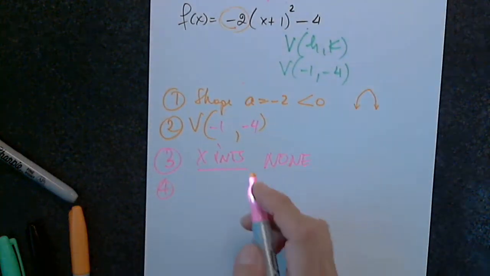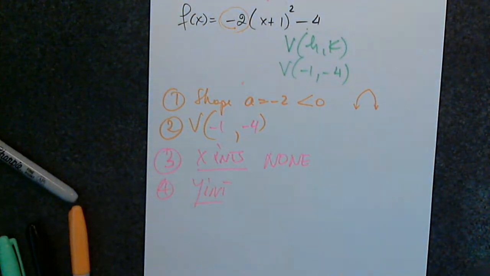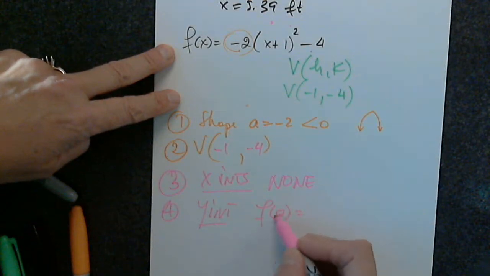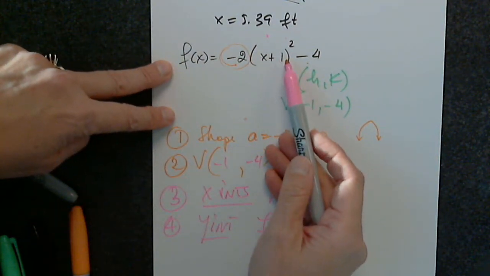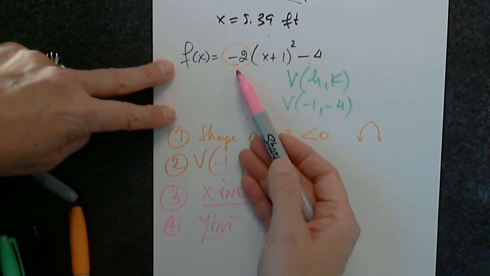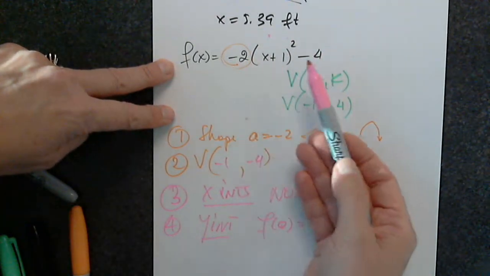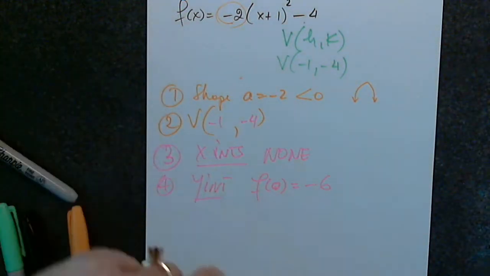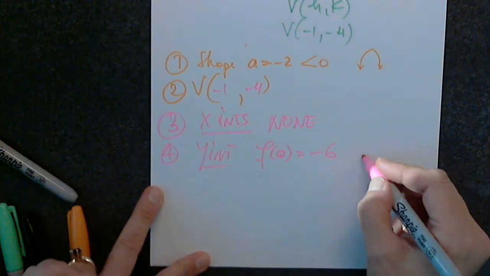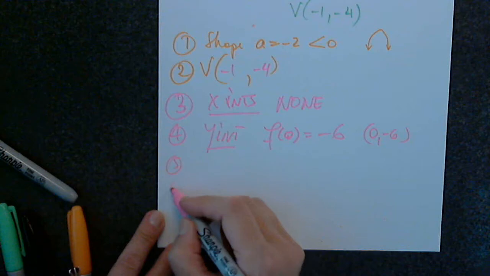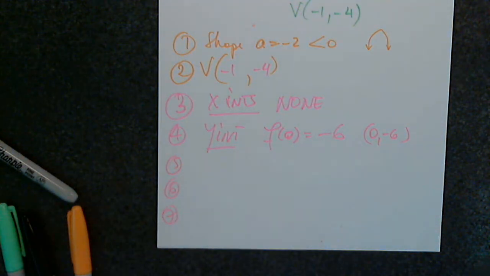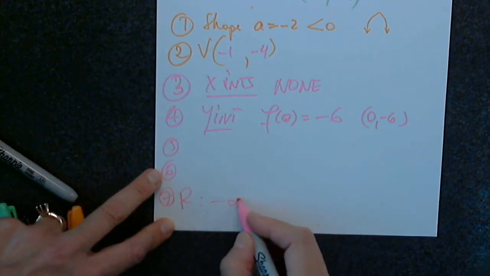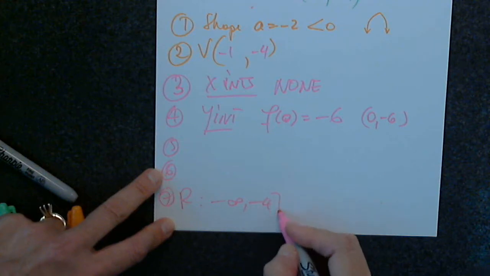Number 4, y-intercept. You have to be careful with this form because the y-intercept is slightly more difficult. So I have to find f of 0, right? How much is 0 plus 1? How much is 1 squared? 1. How much is 1 times negative 2? How much is negative 2 minus 4? Negative 6. So slightly more difficult than just plugging in 0 and getting a number. So 0, negative 6. And 5, 6, and 7 are just words. You already gave me number 7. What is the range? One more time. Negative infinity to? Great job.